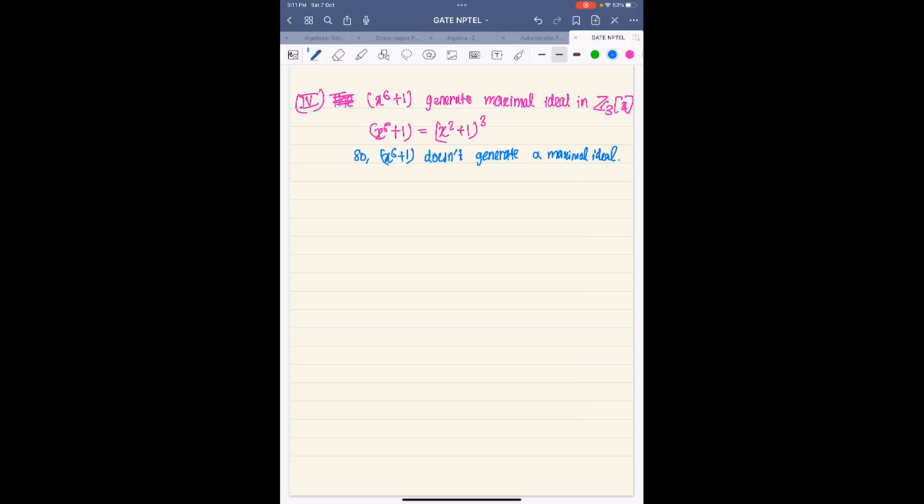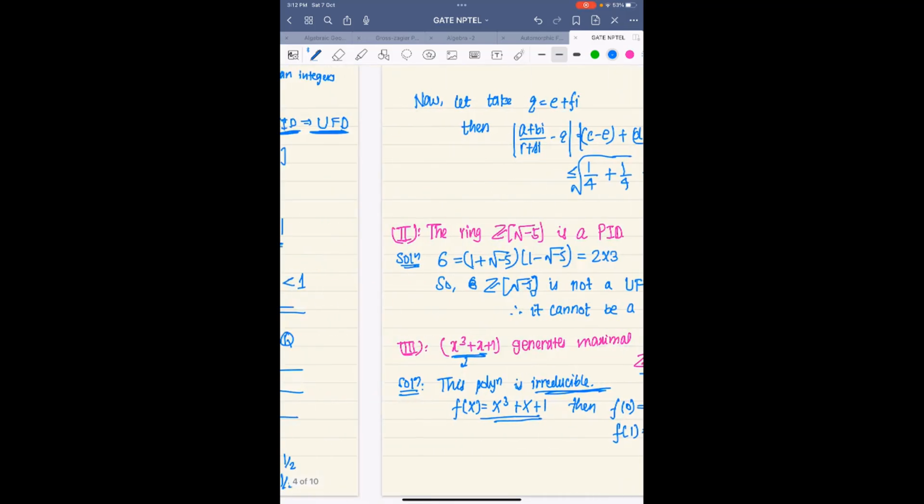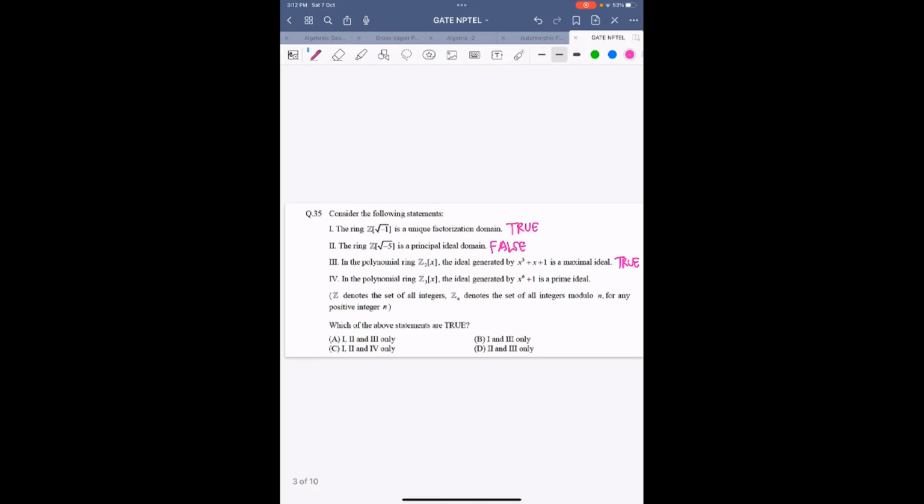Because x to the power 6 plus 1 would be properly contained in the ideal generated by x squared plus 1. So it is not maximal, and it is a proper ideal of this ring R. So this statement is false. Alright, so the correct option is B. First and third only are the correct options.